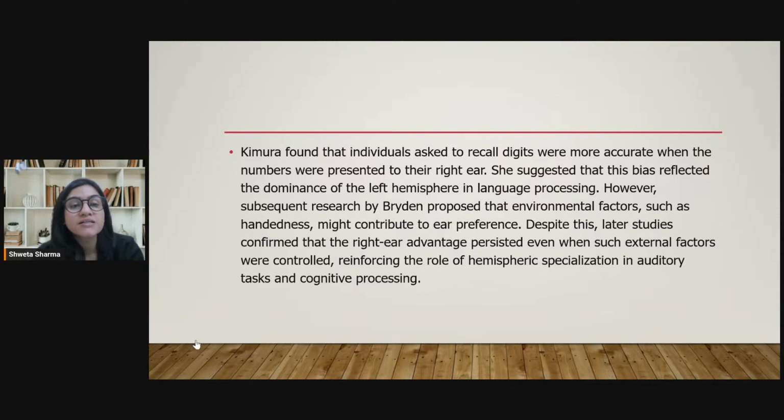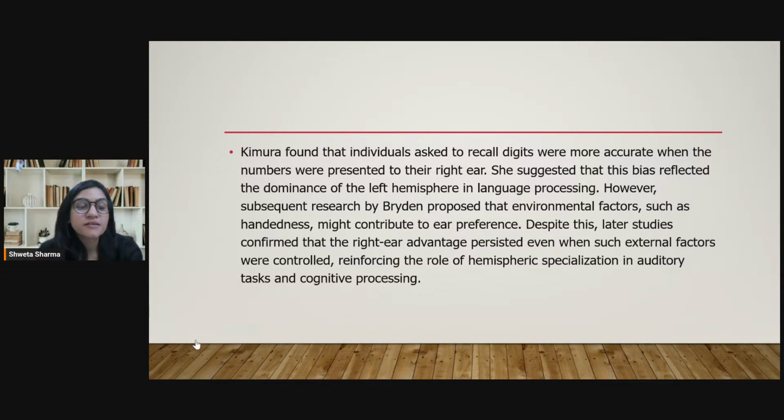So one is the auditory task, what we are listening to and from which ear, and the other is cognitive processing, which is very important. How are we taking the information we're getting, and how are we processing and reacting to it? So Kimura found that individuals asked to recall digits were more accurate when the numbers are presented to the right ear, suggesting this bias reflected the dominance of the left hemisphere in language processing. However, subsequent research by Brighton proposed that environmental factors such as handedness, right-handedness or left-handedness, might contribute to ear preference. That's what we were discussing.